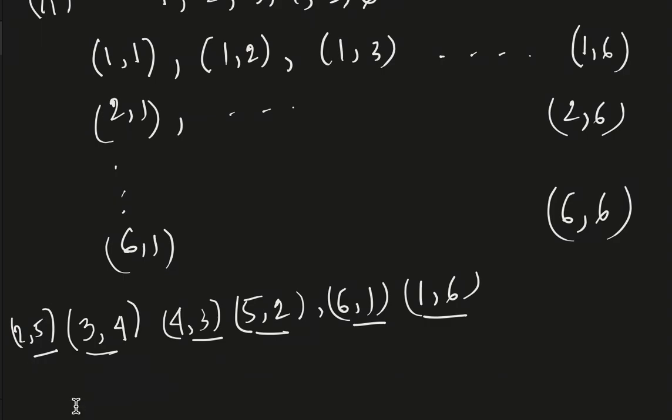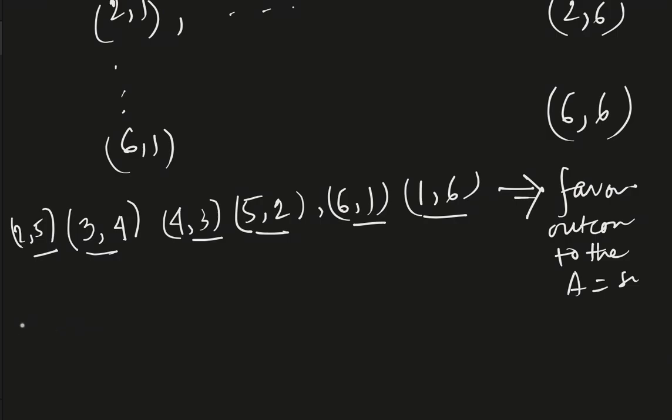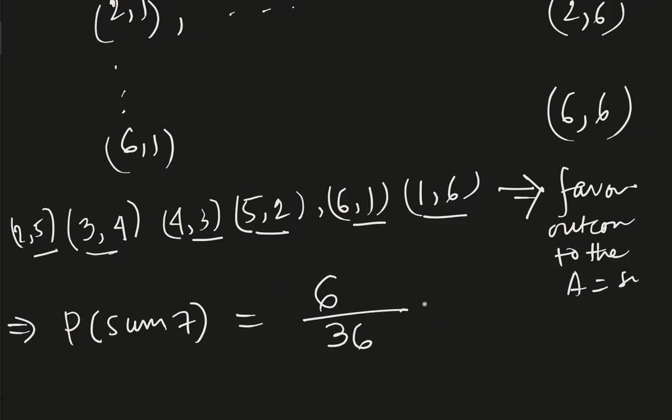Now these 6 are my favorable outcomes to the event A, which is that the sum of these two faces is 7. That means the probability that the sum will be 7 is 6 out of how many? 36. So that means 1 by 6. So this is the right probability.